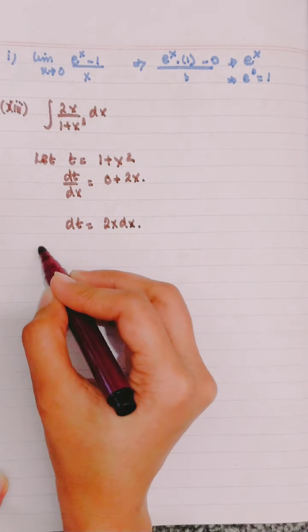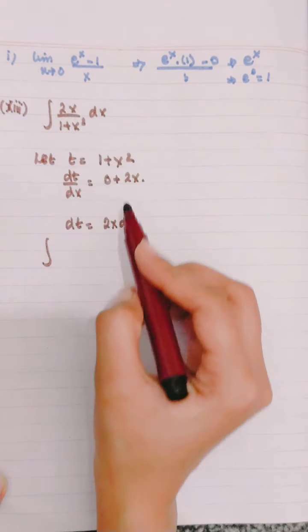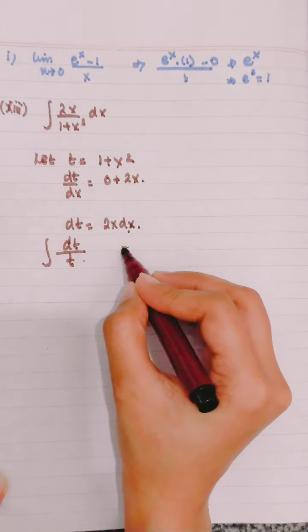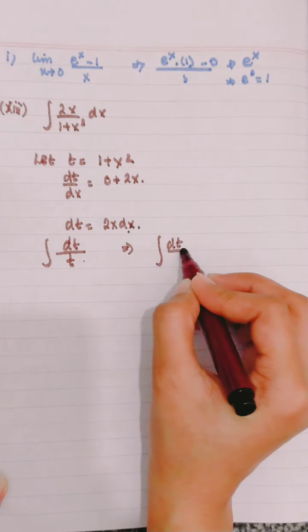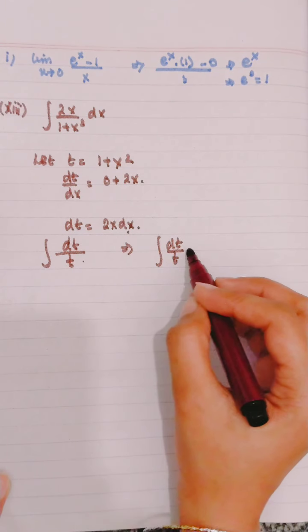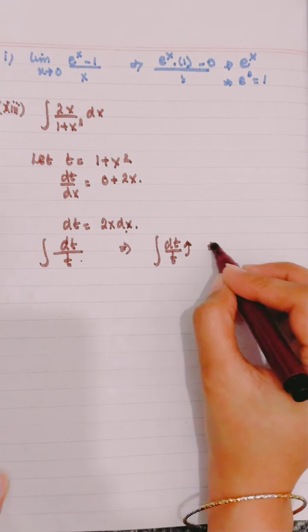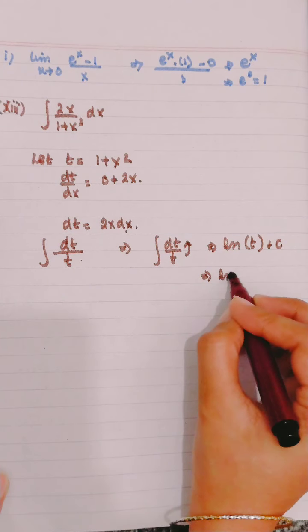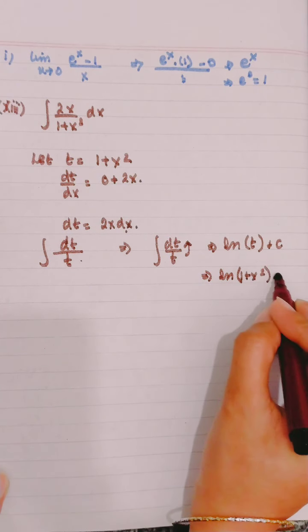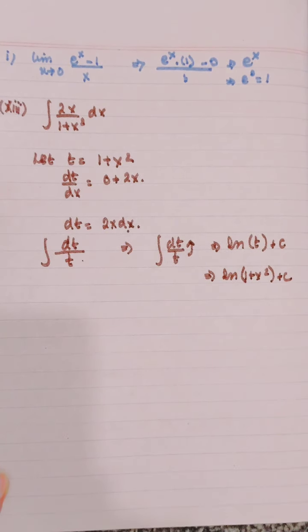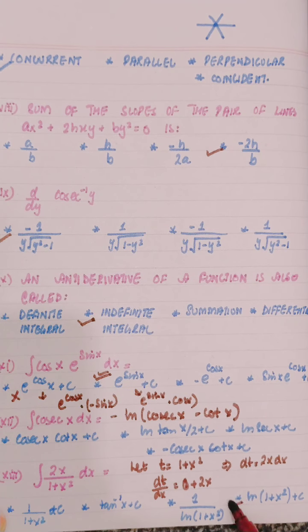Why did we do that? So that we can replace this 2x dx with dt and 1 plus x square with t. Whenever we have the derivative of the denominator term in the numerator, the answer is ln of this term plus c. And we know that t is basically 1 plus x square. So the correct answer is ln of 1 plus x square plus c. So the option is here, ln of 1 plus x square plus c.